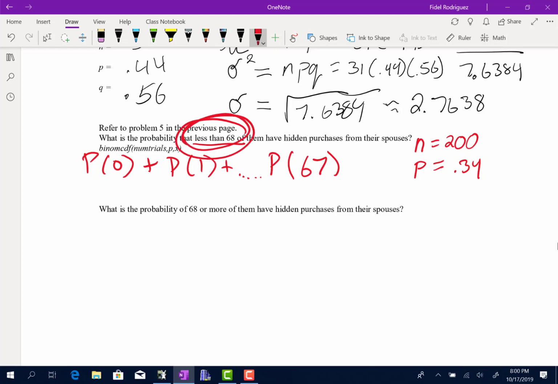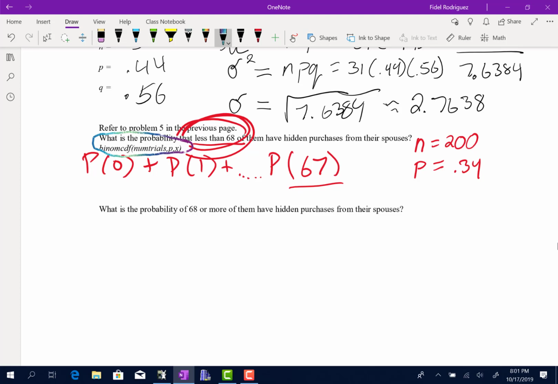Less than 68. Now, guys, we could go through binompdf, put in n is 200, p is 0.34, and 0, and then write down that number. Then do it again with 1, and keep doing that, but we would have to go all the way to what number? We'd be here for a long time. So there is another feature on your calculator, and I want you to notice what this one is called. It's called binomial what?